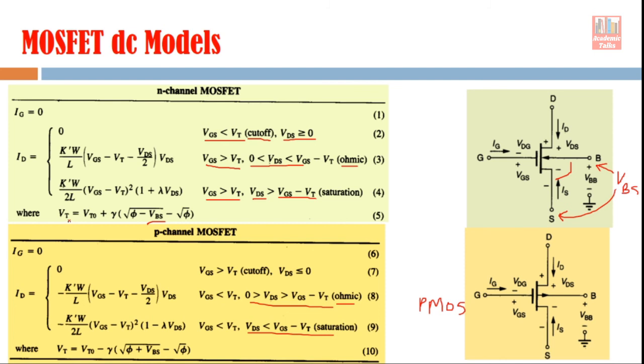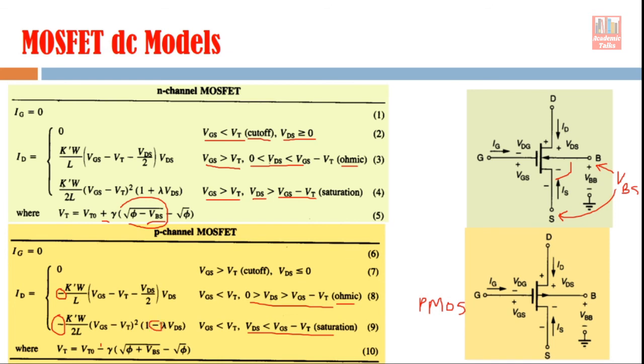Another difference is there in the equation of VT. Here you see there was a plus, and there is a minus here, right? And another sign change is minus here and plus here. So it is phi plus VBS here, where it was phi minus VBS. So the sign changes here, here, here, and here.